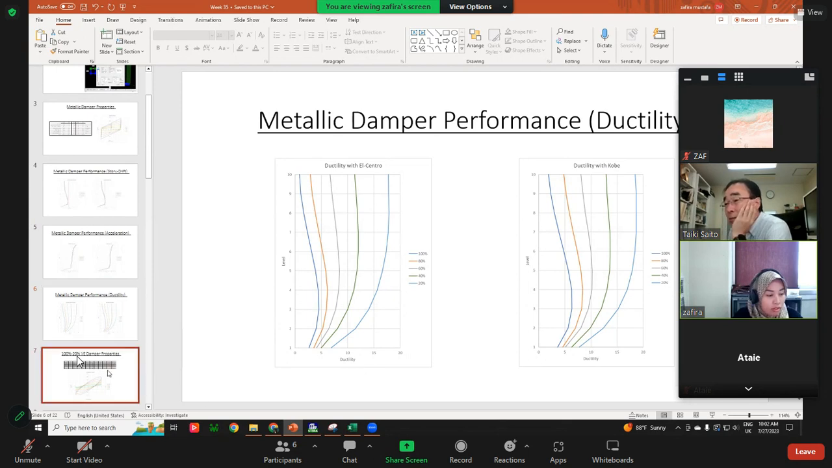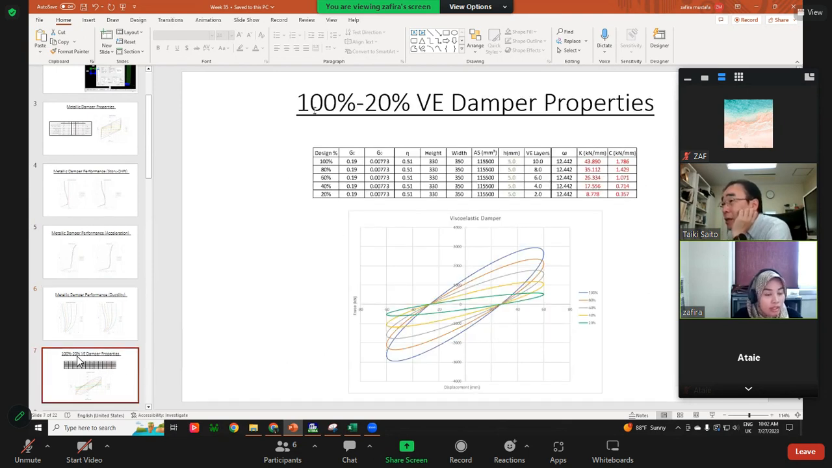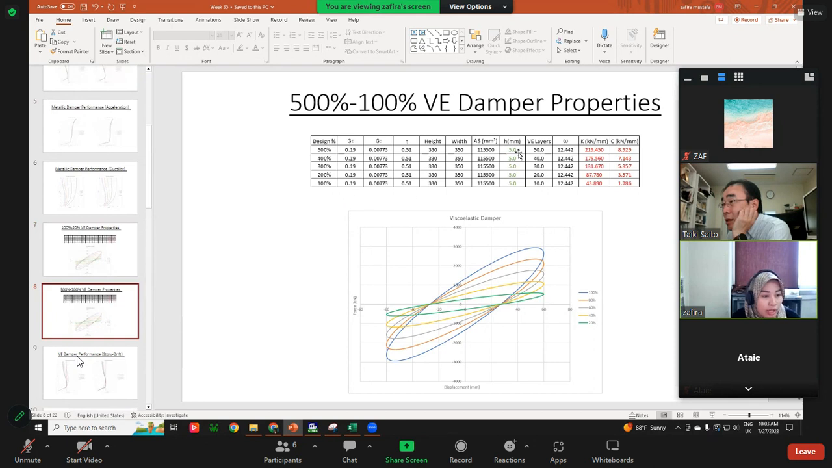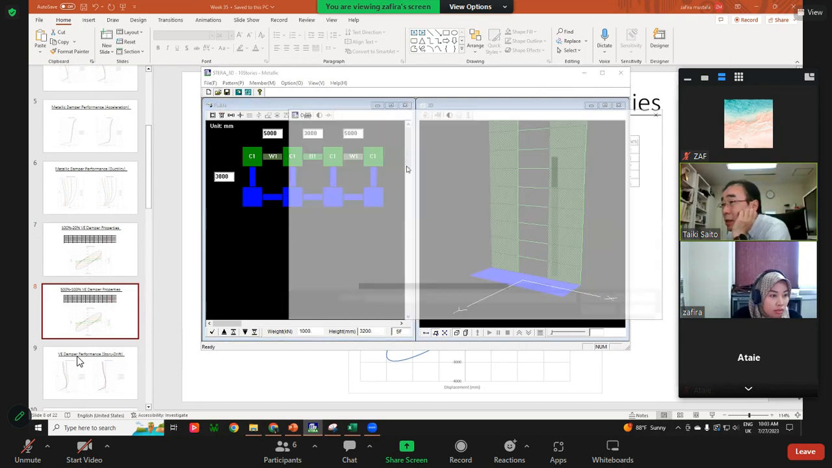Okay, and then this is viscoelastic. So we start from 100%. At 100%, it will be 2,900 kilonewton, which is almost 3,000. And then this is the K and the C value. For viscoelastic, we have to increase the damping factor. How did you decide omega? Based on the OpenSees 3D viscoelastic.